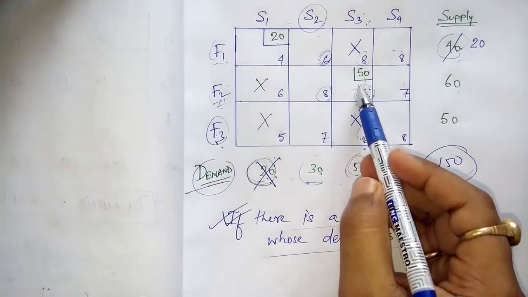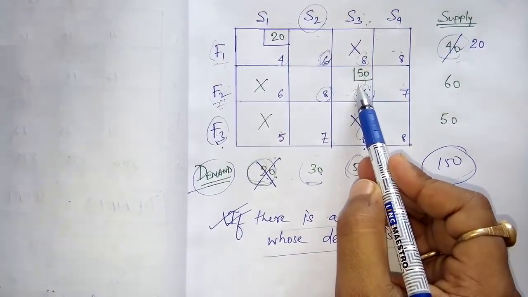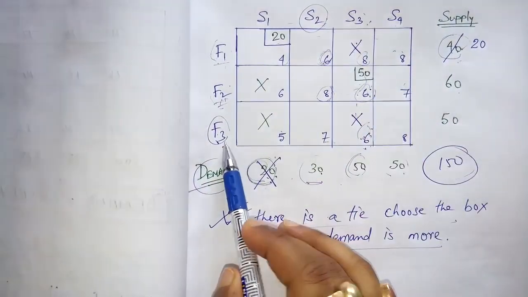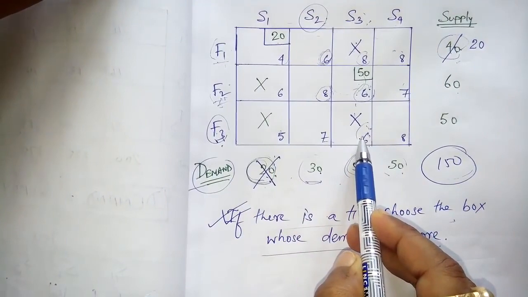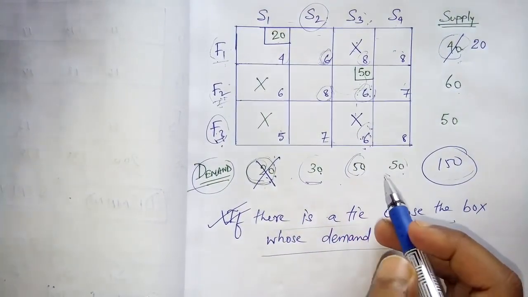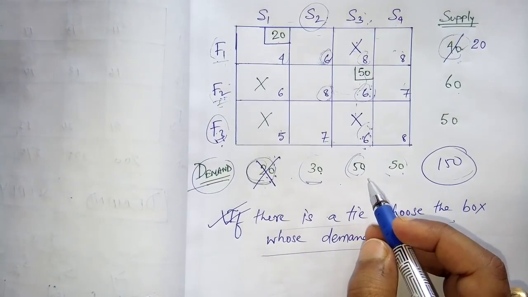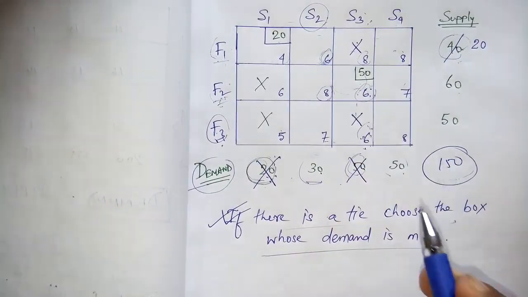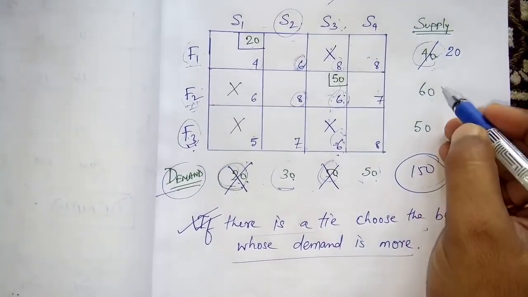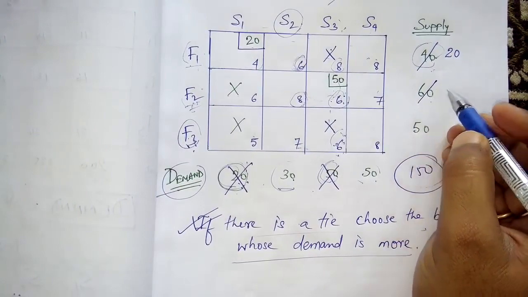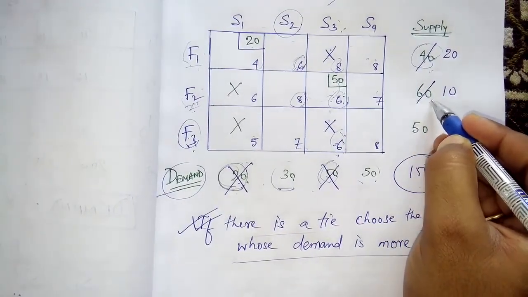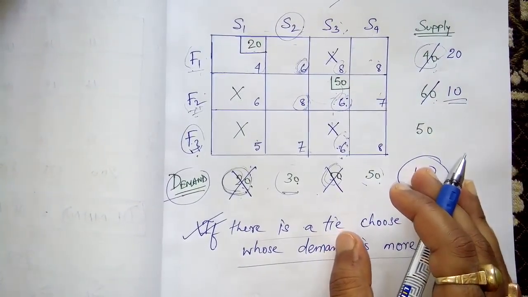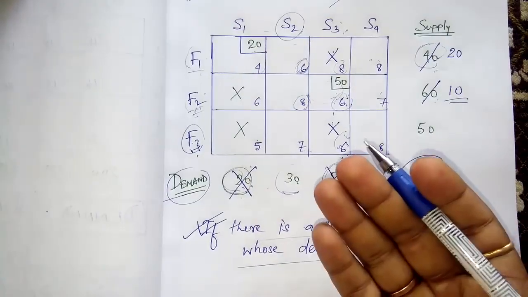Why? Because if the demand of store number 3 is fulfilled, then I am not going to supply any good from factory 1 to store number 3 and from factory 3 to store number 3. Okay, you have understood. Now if I ask you what is the demand of store number 3 at the present moment, it is 0 because it is fulfilled. Okay, and how many goods are left with factory 2? 10 goods. Initially it has 60, it has supplied 50, so how many left? 10.